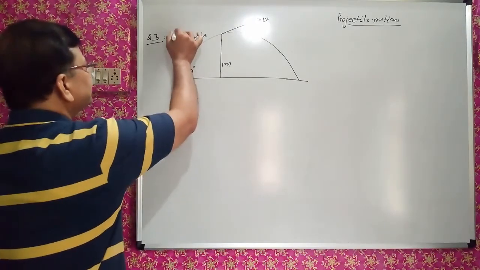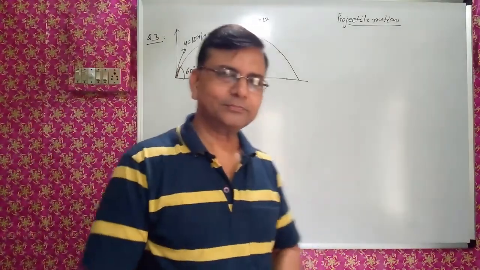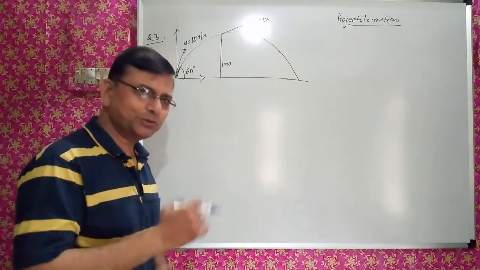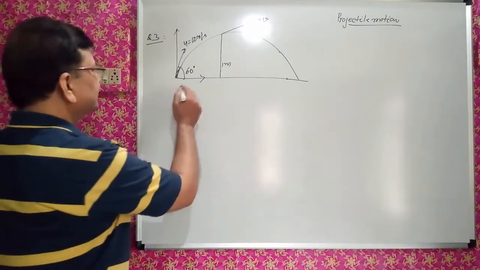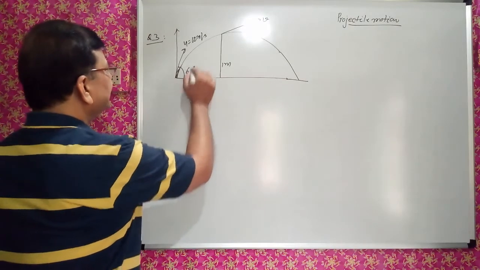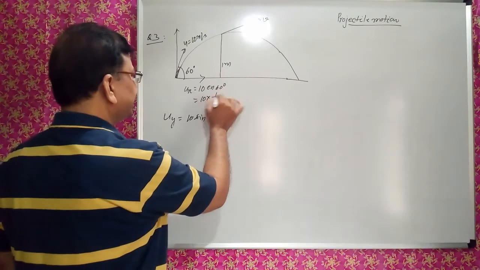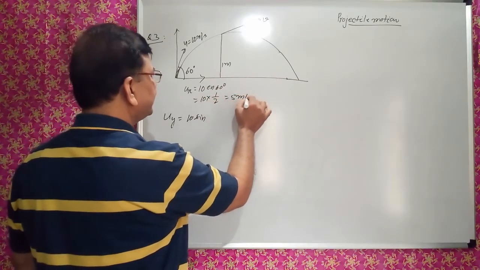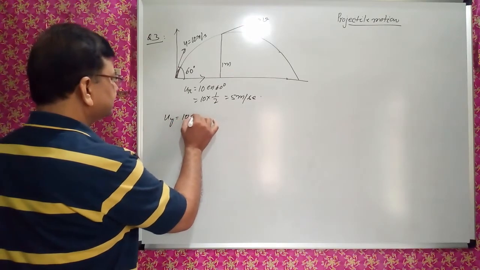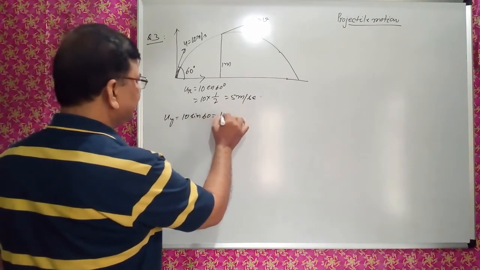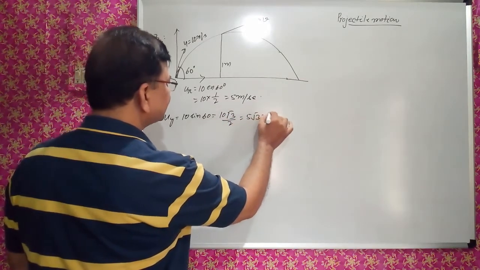So we will resolve this again. Do it on your own. Try to do it. Pause the video and try to solve this problem, because a similar problem I have already done. Anyway, ux is equal to 10 cos 60, that is 1 upon 2, that is 5 meters per second. And uy is equal to 10 sine 60, that is 10 root 3 by 2, that is 5 root 3 meters per second.